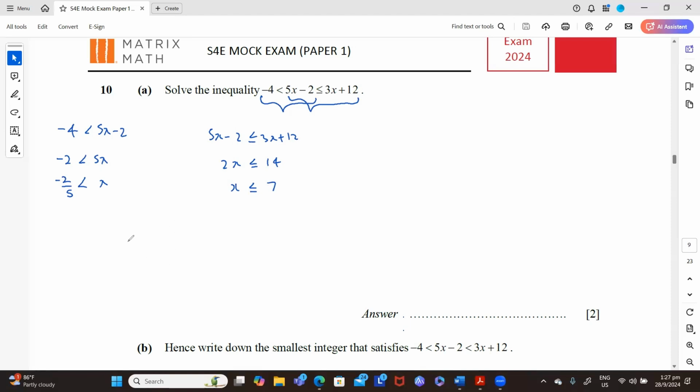So it's a good habit to use a number line to figure out your final answer. So on your number line, just mark 2 points out. That's all you need to do. Just mark out minus 205. Then you just mark out 7. So for the first one, goes this way. And for the second one, is a shaded circle.